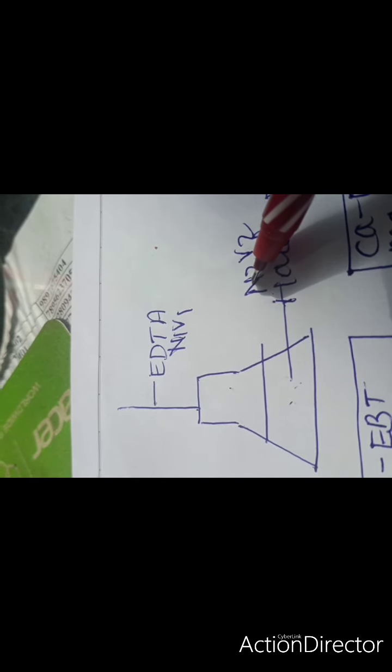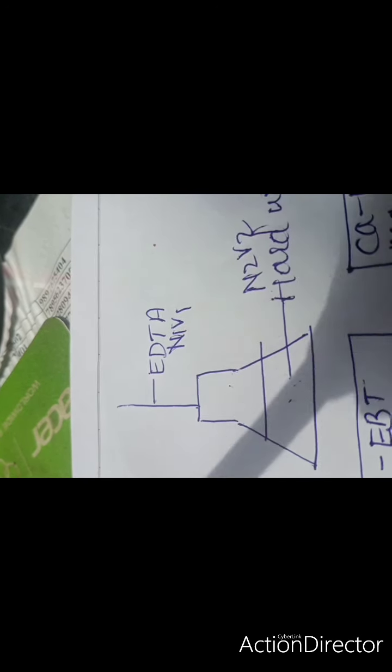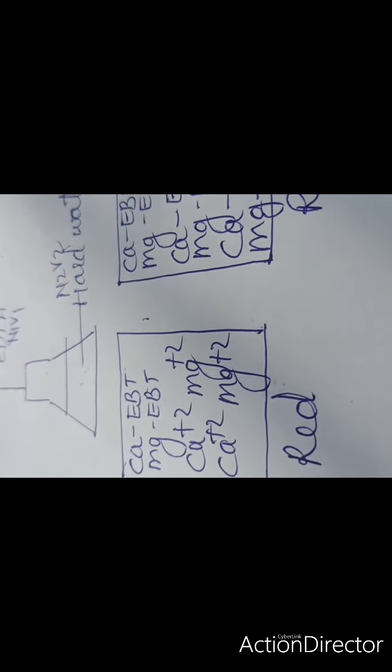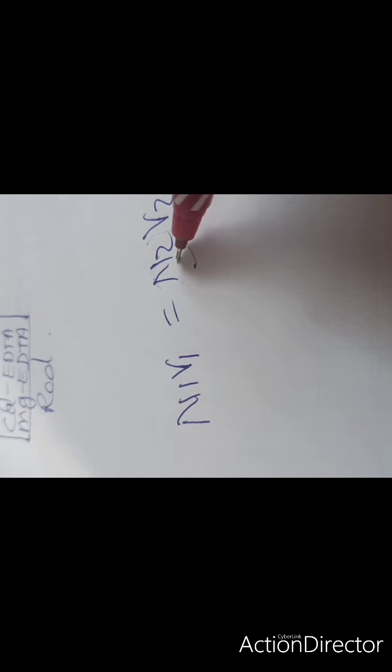So let us consider the normality of this to be N1. V1 will be the burette reading. N2 means the unknown, you have to calculate the unknown concentration, and V2 is the volume of sample you have taken. So using the law of chemical equivalence, that is N1V1 equals N2V2, you will calculate the unknown concentration, and once the unknown concentration is known to us, we can calculate the strength by applying the formula normality times equivalent weight.